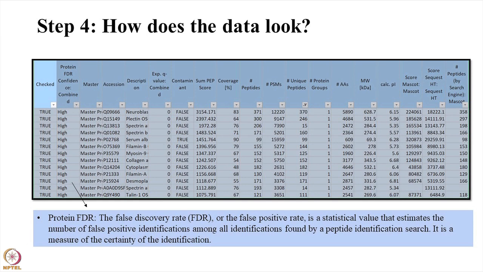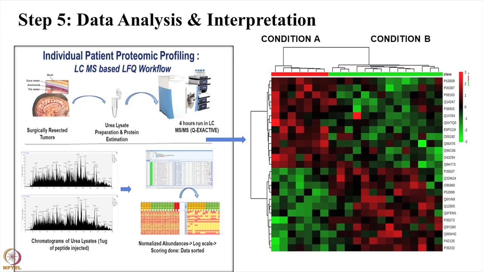Then you can also know about the score, which is the score given by the search engine, and many other details. So you will have all the information available after you have run your raw file through a software, and the software has different tabs that you can customize, and you can set the parameters that you are looking for. So basically we have started from here.